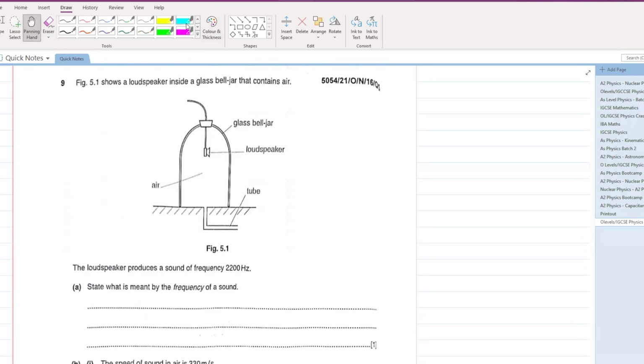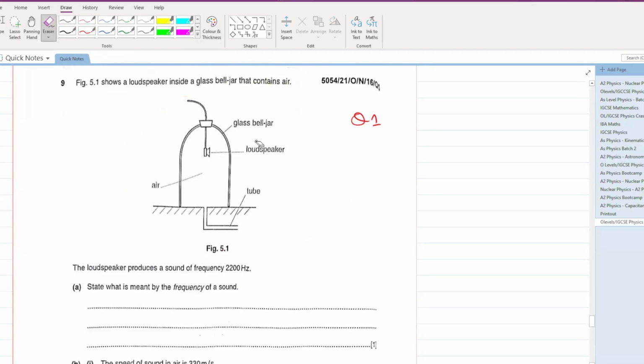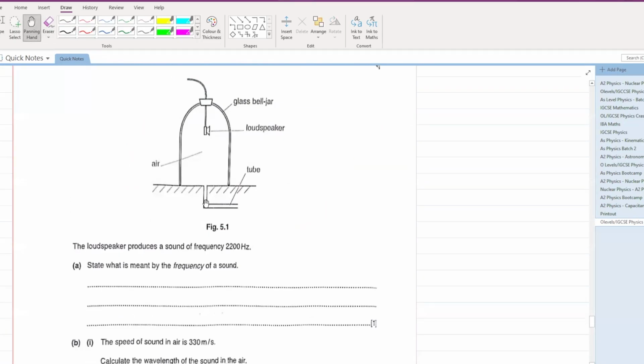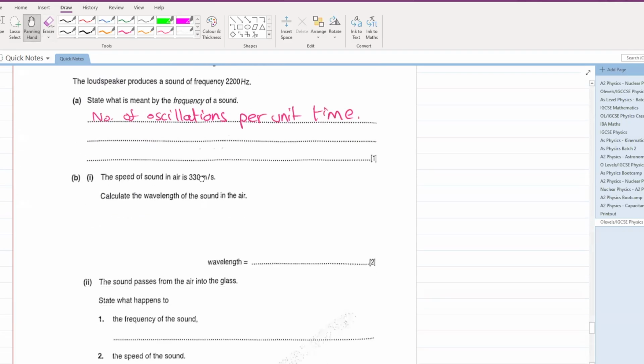Figure 9.1 shows a loudspeaker inside a glass bell jar that contains air. This is the same diagram that you can draw in question number 1 as well. The loudspeaker produces a certain frequency. State what is meant by the frequency of sound. Number of oscillations per unit time, or number of oscillations in 1 second, either way works.